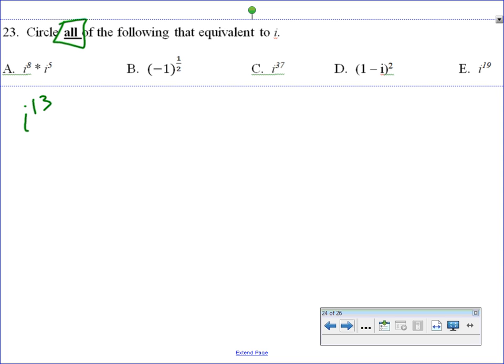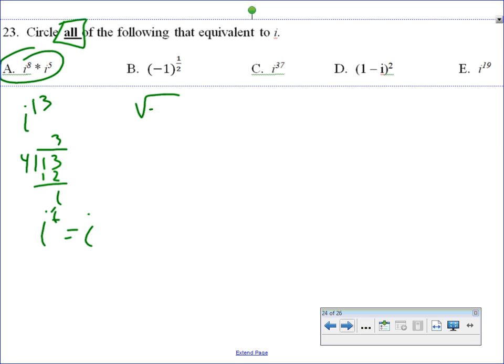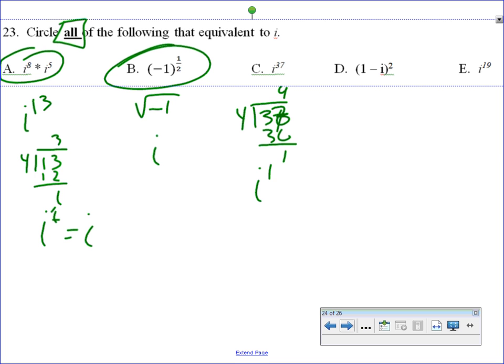This is i to the 13th. And if you use our trick from earlier, this is i to the 1st, or i. So that's the same as i. This is the square root of negative 1, which is defined as i. i to the 37th, using our trick from earlier, is going to be a remainder of 1, so that's i to the 1st, so that is also i.